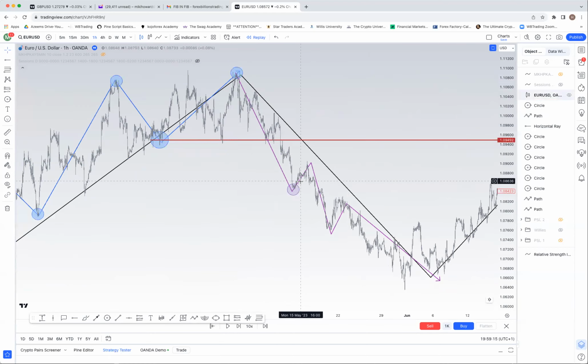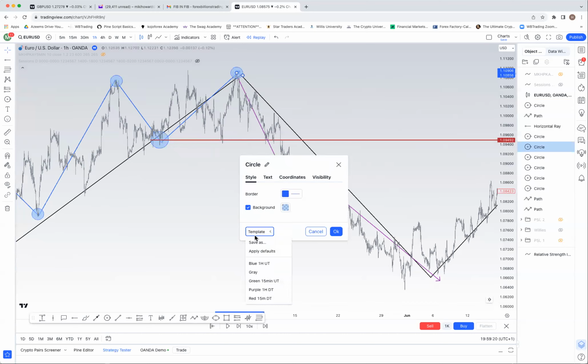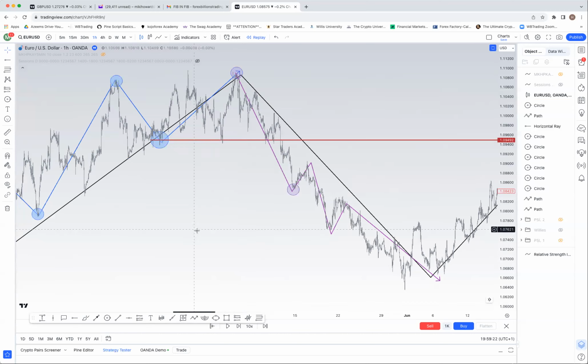So from here, we can say that from the top, that is the impulse, purple. And then we retraced on this one.